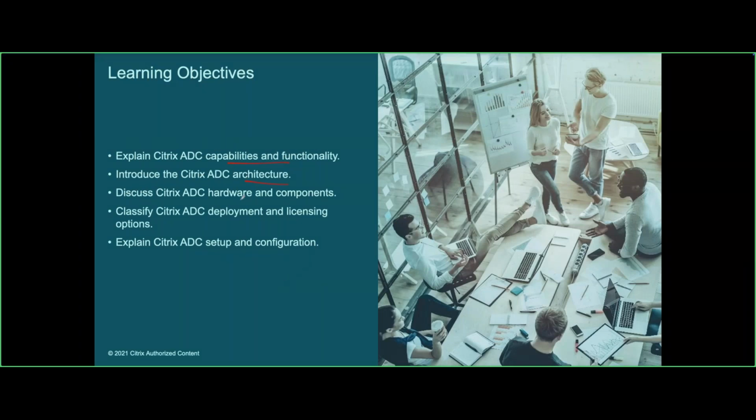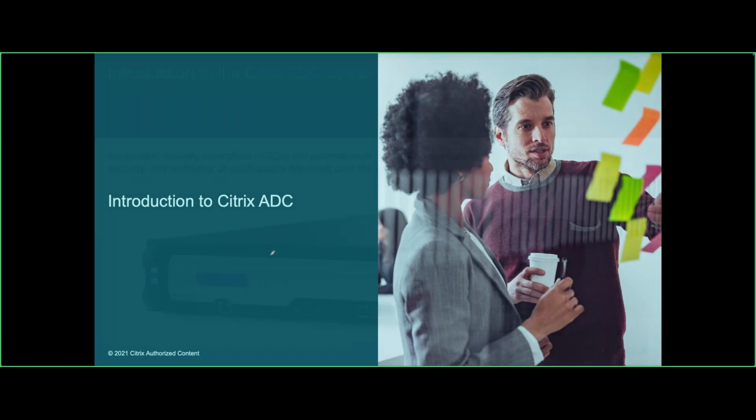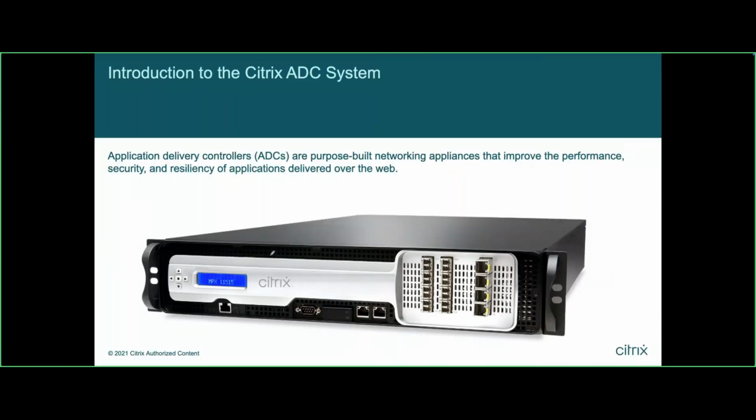So this was the architecture. Now we're going to look at the hardware components, deployment, licensing, ADC setup and configuration. This is going to be the introduction to the ADC. This is a physical box, this is how your physical box looks. Some models will have fiber connections with Ethernet, and some will just have Ethernet and no fiber.